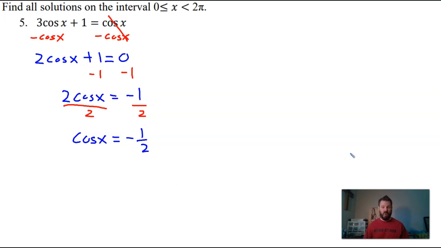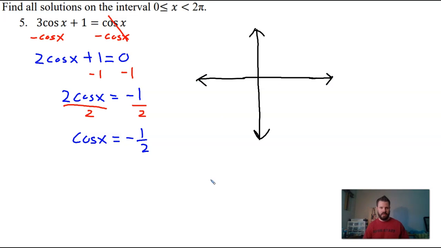Okay, let's figure out what x values make cosine equal to negative 1/2. There we go. Okay, we're looking for all solutions between 0 and 2 pi. So I want to go through all 4 quadrants and decide, is there a solution there? What's going to make cosine negative is going to be a negative adjacent side. So I know I'm going to have a solution in the second quadrant and the third quadrant. Because again, if I make reference triangles here, for both of them, that adjacent side is going to be negative.